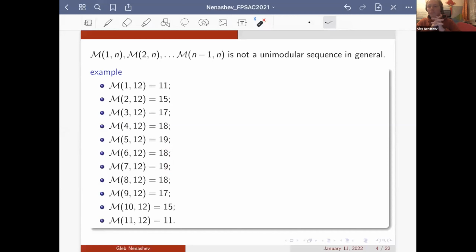So it's not unimodular, but it's still almost unimodular, but I don't know how to formulate this, especially when N goes to large. At the beginning, it's increasing, and at the end, it's decreasing, but we can have some problems in the middle.